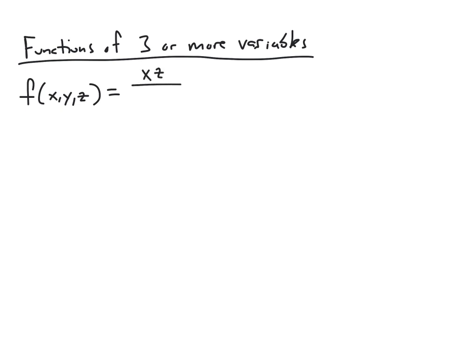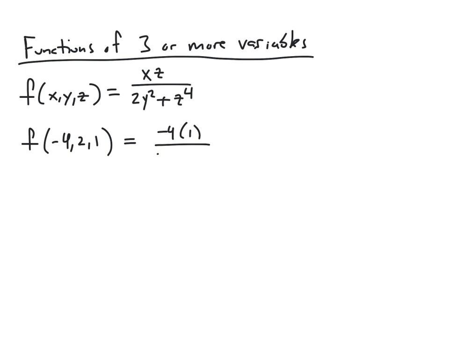And so for example, if I have a function defined f of x, y, z equals xz divided by 2y squared plus z to the fourth, right? This would be a function of three variables. We have an x, a y, and a z. And so in order to evaluate this function at some point, we would have to pick three input values. So for example, if I wanted to compute f of -4, 2, and 1, this would just simply be -4, that's x, times z, which is 1, over 2y squared, so 2 times 2 squared, plus 1 to the fourth.